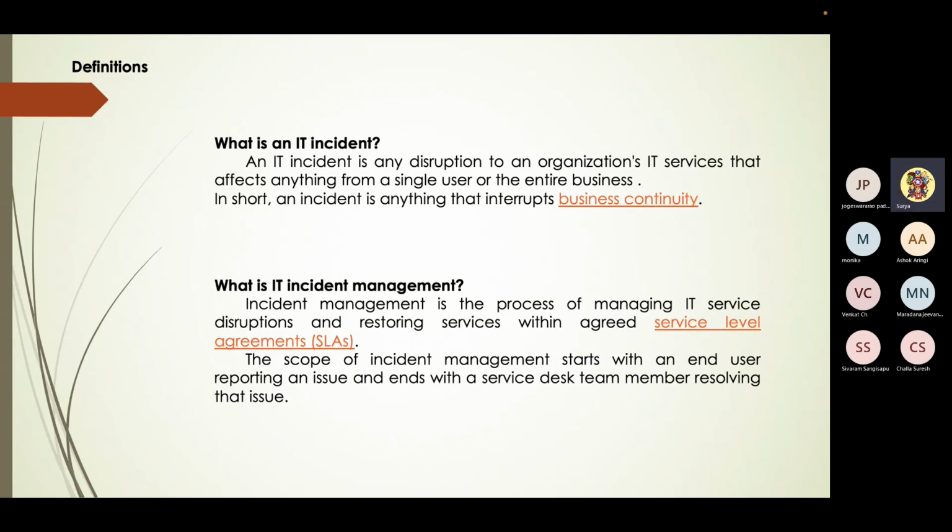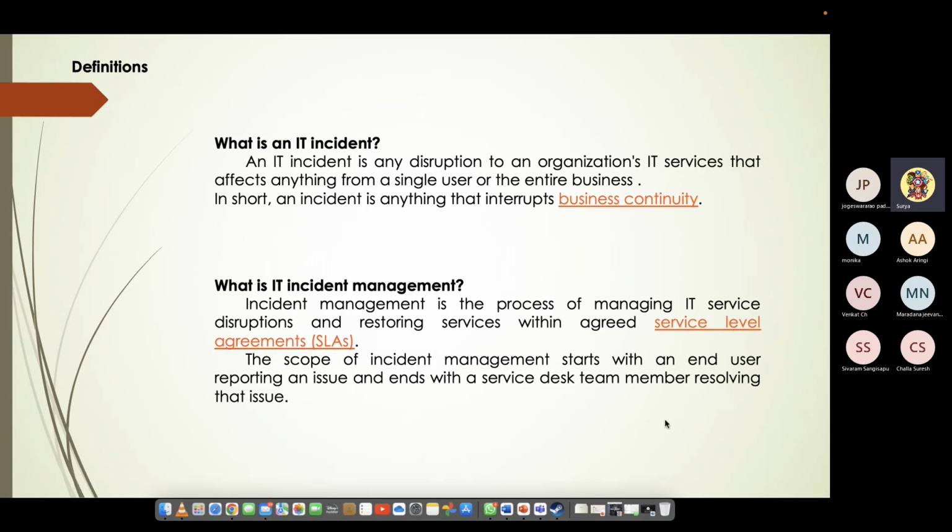When an issue has happened, you need to restore, in the sense of keeping things as they were in the previous situation, the previous version, how they are supposed to be. So you need to restore those services as soon as possible.